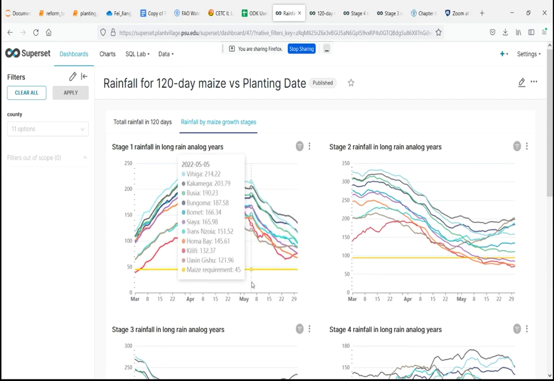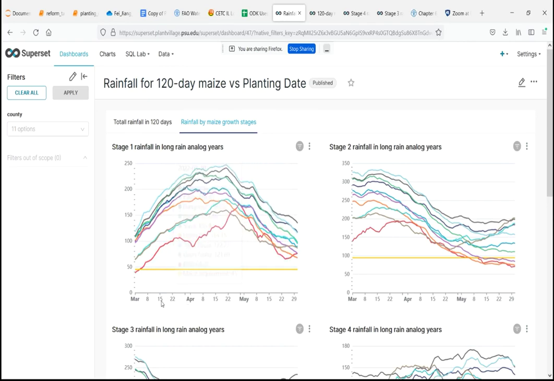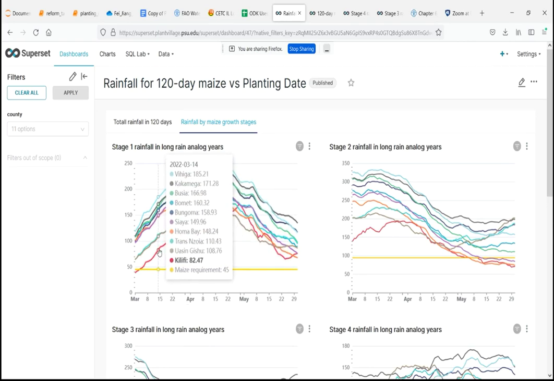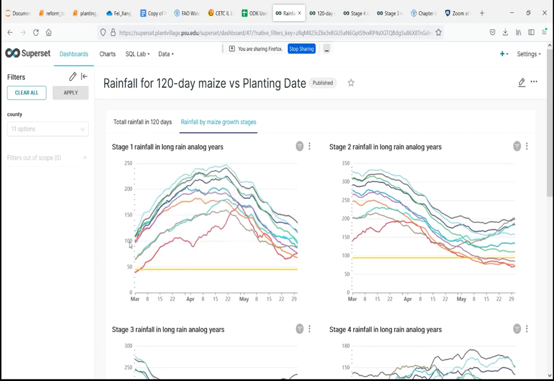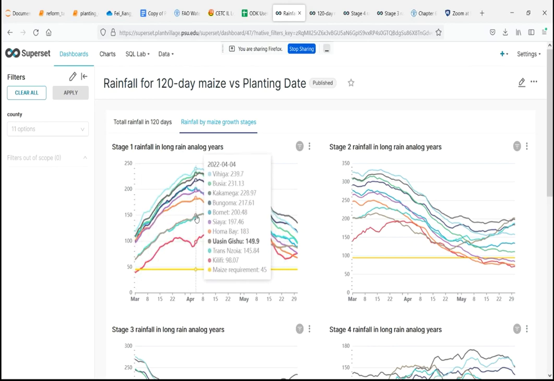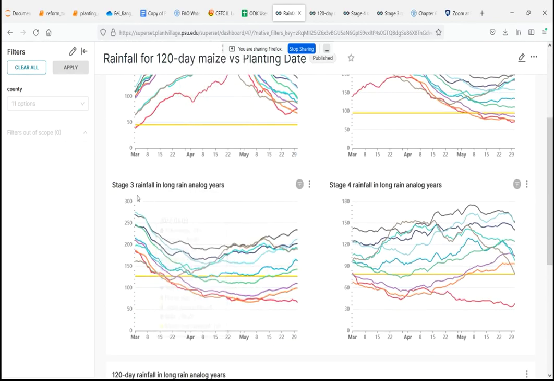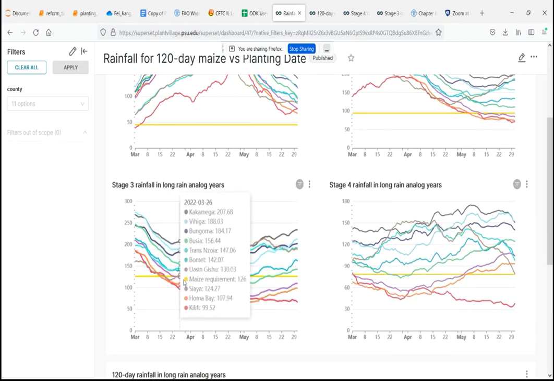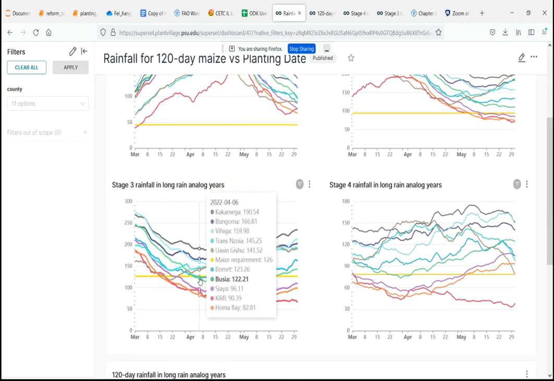A good way to use this diagram is to see, if you choose a planting date, whether the water you will receive is above or below the water requirement by maize. So in this stage 1, we can see that for most counties, regardless of the planting date you choose, the water you will receive will be well above the water requirement. However, if we move to stage 3 or stage 4, we can see that if you choose some planting dates, you will receive less water than the maize requirement.